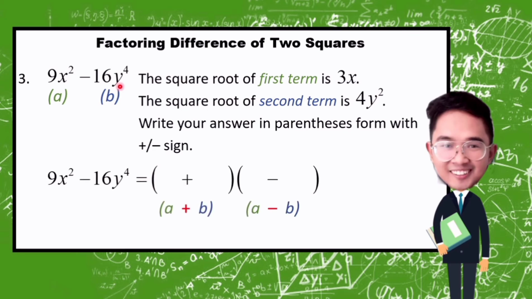Let's use this pattern. Just input the square root of your first term, which is 3x, to the first term of your binomials. And input the square root of the second term, 4y squared, to the second term of your binomials. There you have it. Therefore, the factors of 9x squared minus 16y raised to 4 are the quantity of 3x plus 4y squared multiplied by the quantity of 3x minus 4y squared.